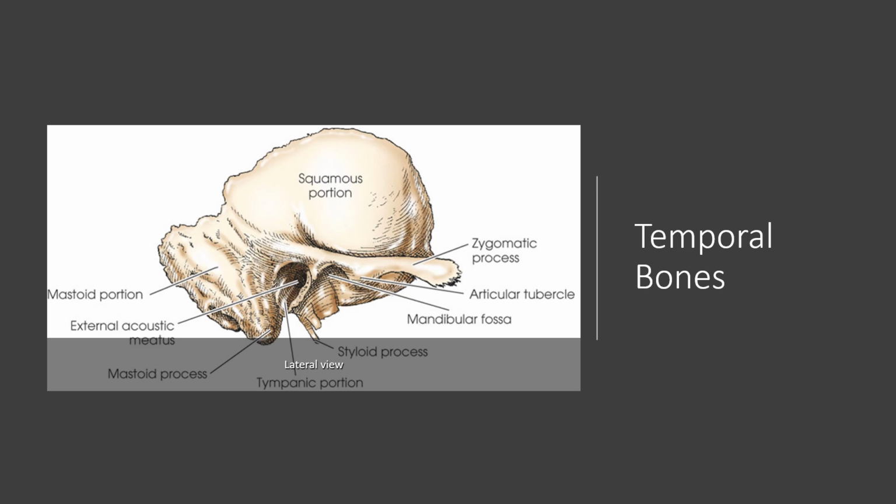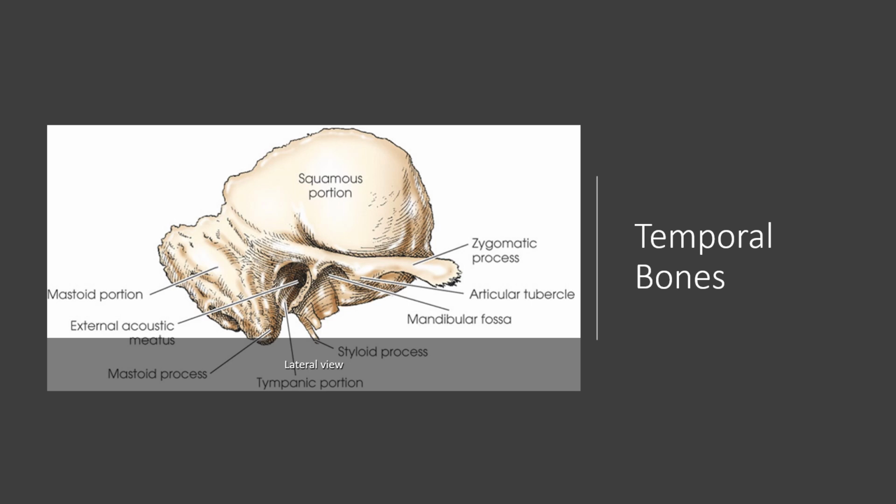The zygomatic process forms the posterior half of the zygomatic arch, and of course it junctions with the zygoma, the facial bone, to form the zygomatic arch. So the condyle of the mandible articulates with the mandibular fossa, but the coronoid process of the mandible actually slips underneath the zygomatic process of the temporal bone and tucks under it when the jaw is closed.